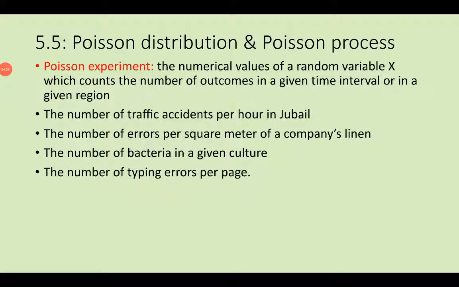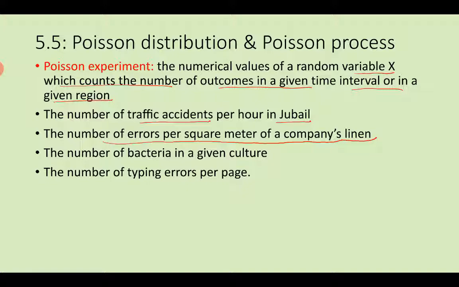Poisson distribution. Poisson experiment: the numerical values of a random variable x, which counts the number of outcomes in a given time interval or in a given region. The number of traffic accidents per hour in Jubail is Poisson distributed. Number of errors per square meter of a company's linen. Some branded cloth you take, how many errors you can find in a branded cloth. So when you notice all the examples, the number of typing errors per page in a standard textbook and bacteria in a given culture, you understand one thing.